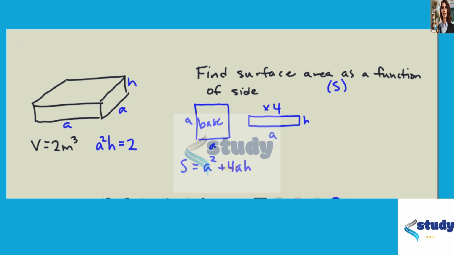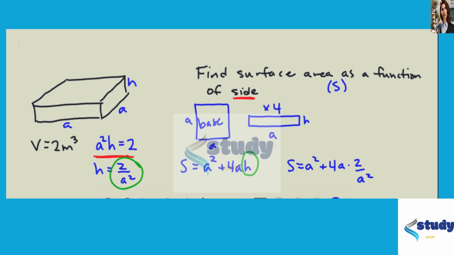Now we need this to be a function of just the side, not the side and the height. So here's where that other equation comes into play. Let's take that other equation we got from volume and isolate H. We get H equals 2 over A squared, and we can substitute that into the equation we're working with to get rid of the H. So now we have S equals A squared plus 4A times 2 over A squared. Now that's going to need a little bit of simplifying.